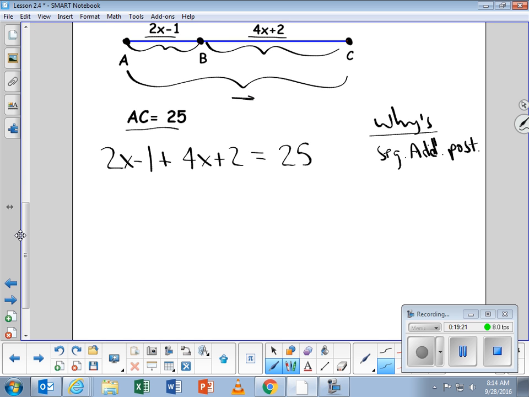So, what's my next step here? I want to solve this for x. What's my next step? Combine like terms. Very good. So 2x plus 4x is 6x. Minus 1 plus 2 is plus 1 equals 25.